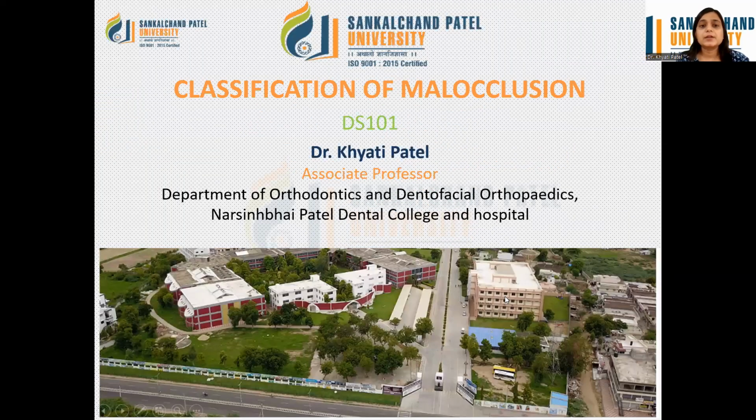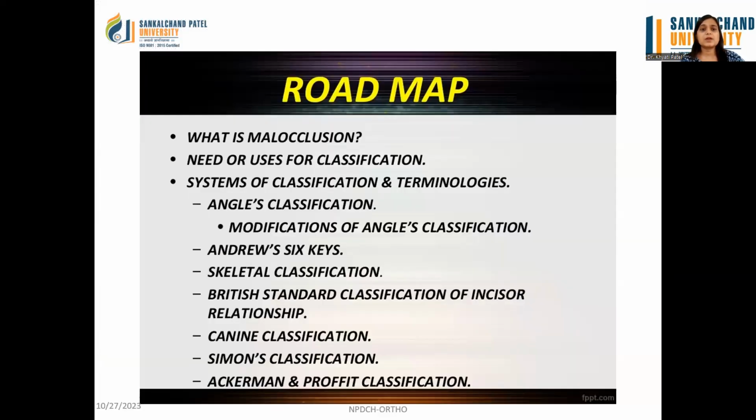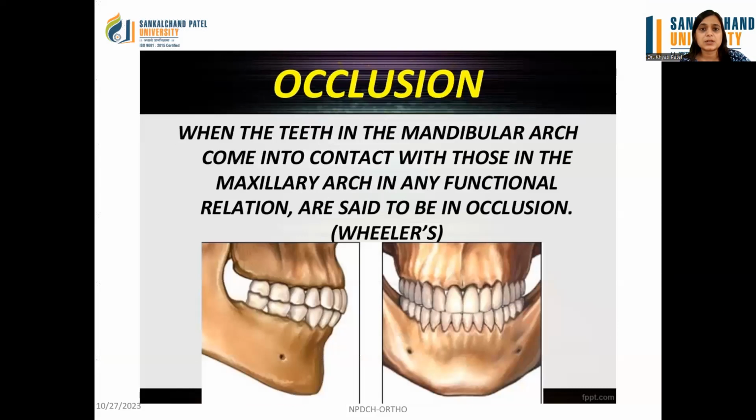Morning everyone. Today I am taking my lecture on classification of malocclusion in orthodontics. So these are my contents. What is malocclusion? Need or uses for classification, systems of classification and different terminologies. In all the systems, we will include Angle's classification, Angle's six keys, skeletal classification, British Standard classification, canine classification, and Ackermann-Proffit classification.